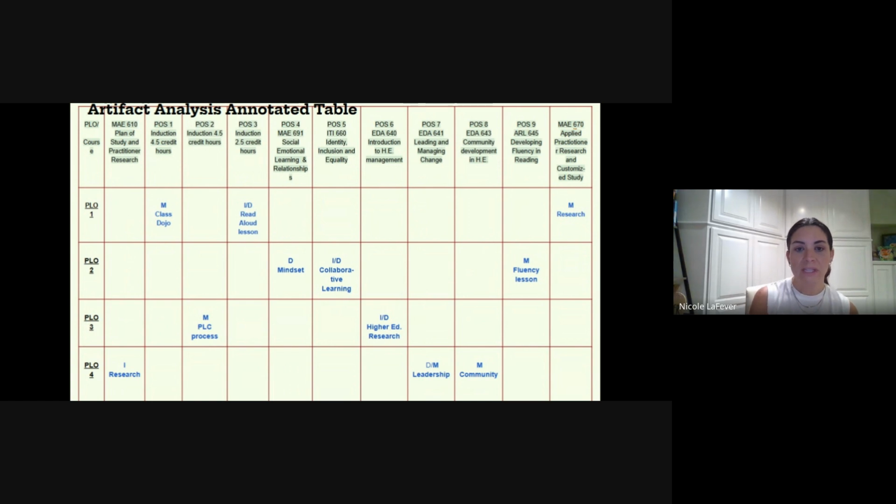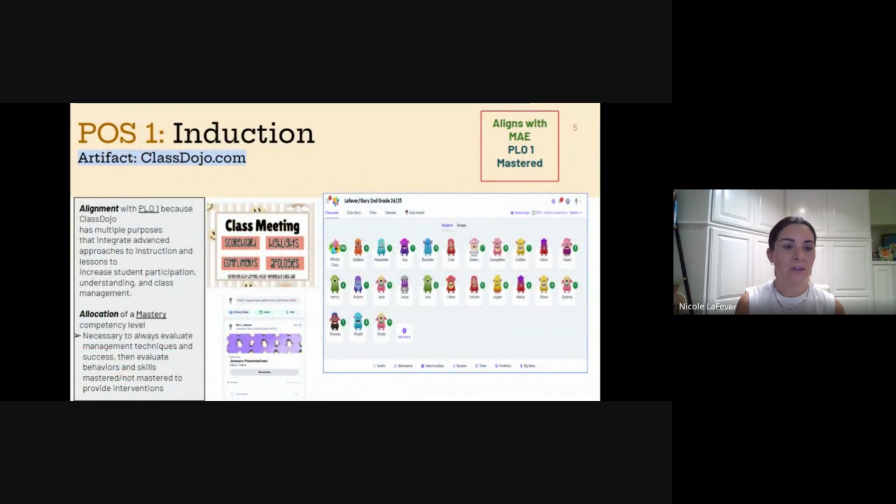And so those are these EDA classes right here in the middle of my study. I also took the MAE 691, ITI 660, and I am a primary educator. Most of my experience has been in the primary grade, so I felt like when I designed my courses of study that it was really important to put a reading course in here, especially with all the new science that we have and the research done to learn from.